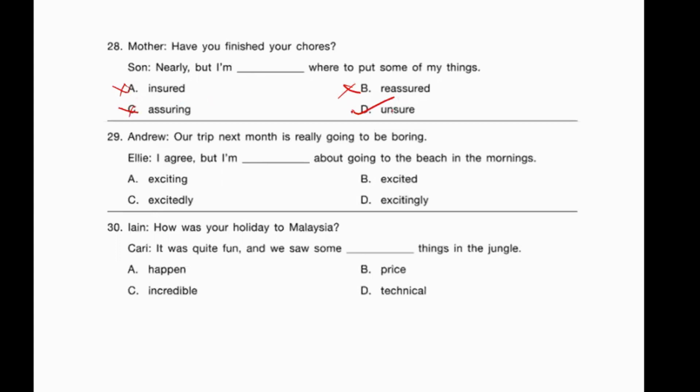Okay, so it is unsure. Nearly, the son is saying nearly. Have you finished your course? Mother is asking. Son is saying nearly, but I'm unsure where to put some of my things. Okay, so option D is our correct answer.